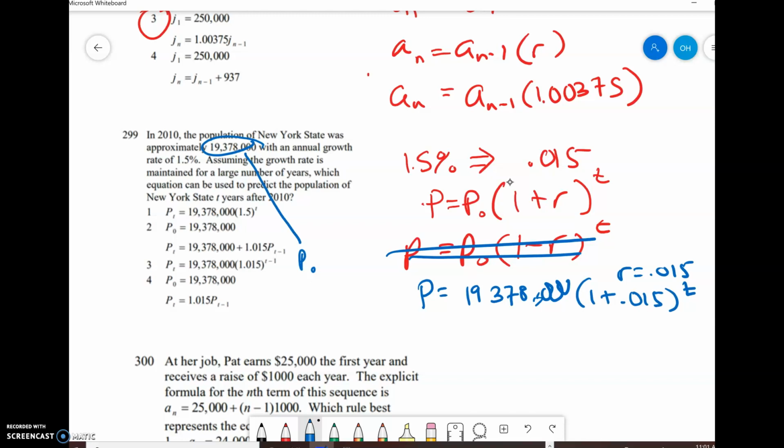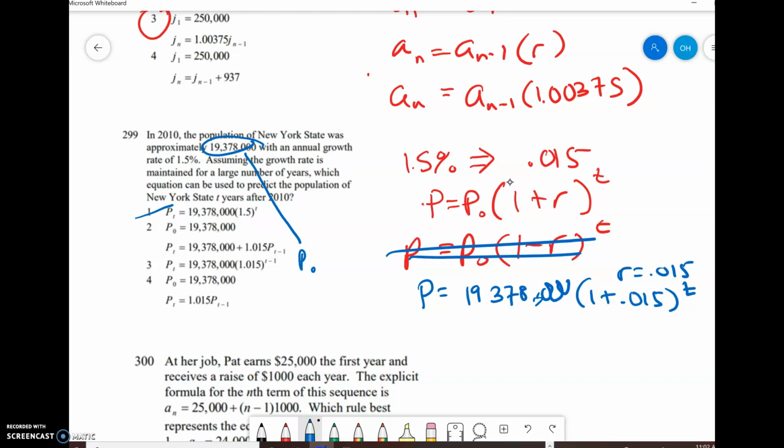Now, they want you to gravitate towards this one because you see 1.5, 1.5. Can't be answer choice 1. And now we have some recursive equations and we have some explicit ones. They're going to want you to pick answer choice 3 because this looks a lot like what I have here. But the thing that's wrong with answer choice 3 is that this is t years after 2010.